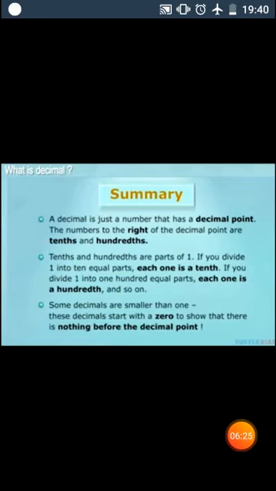Now, in decimal, we will learn addition, subtraction, multiplication, division, and also comparison of decimals.